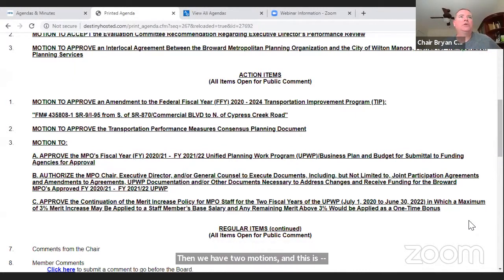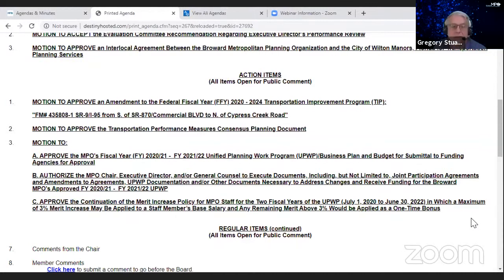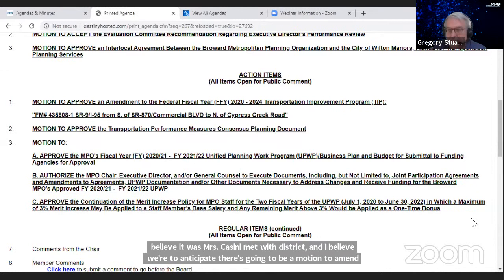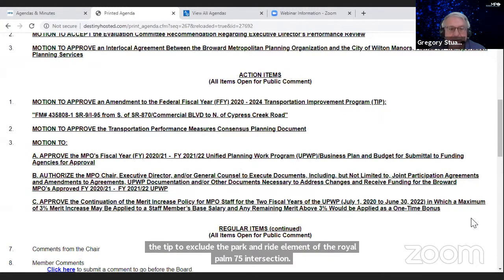Yes, sir. Going back to action item one, I know that there's the amendment for the TIP, but Mr. Stewart and I, along with I believe Mrs. Cassini, met with District Secretary Jerry O'Reilly and Steve Braun through a Zoom meeting, and I believe we are to anticipate that there's going to be a motion from Weston to also amend the TIP to exclude the park and ride element of the Royal Palm and 75 intersection. From the conversation I had with Weston, this is a public forum, so I can discuss it, Commissioner Jaffe was going to wait until the June meeting to do that as part of the TIP adoption.